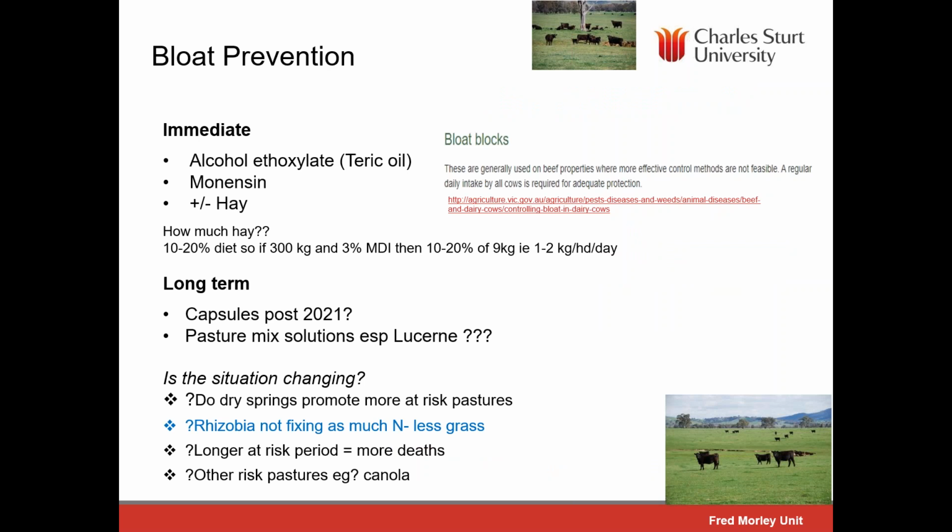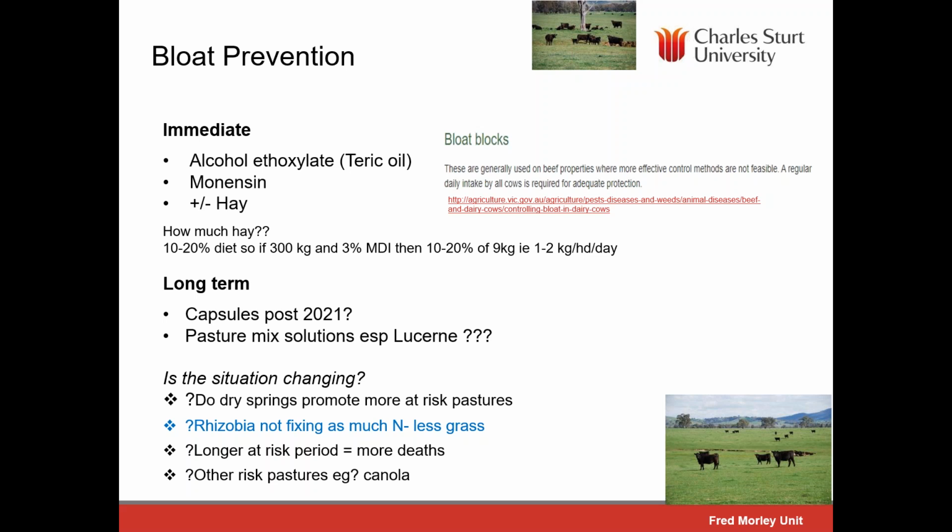Okay, on to the really critical thing. What can you do about bloat prevention? And I guess at the moment, capsules are not available. I'll talk about them in a minute. You can use some sort of anti-foaming agent, and the typical one that occurs in most of the blocks is ethoxylate, and it's also the basis of pteric oil, which is the other product that's usually mentioned in a lot of the blocks. And if animals consume that, it will prevent frothy bloat from occurring.